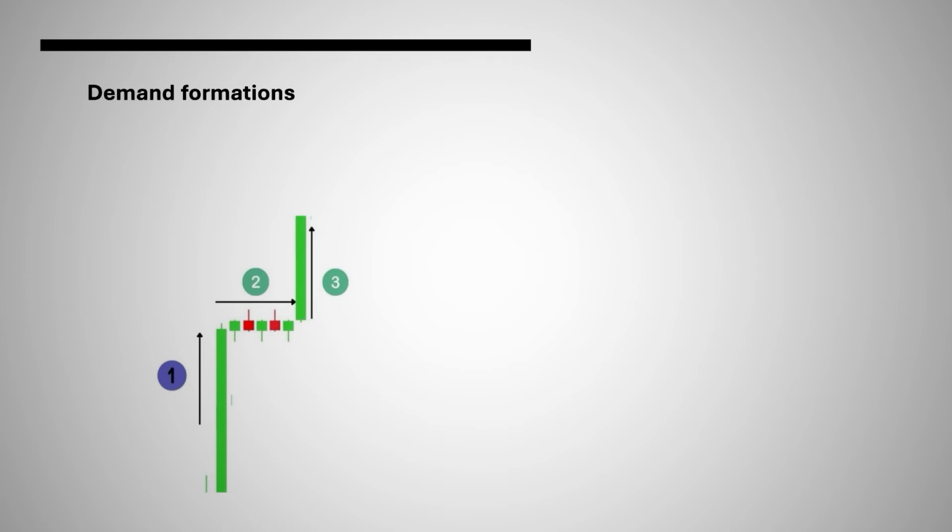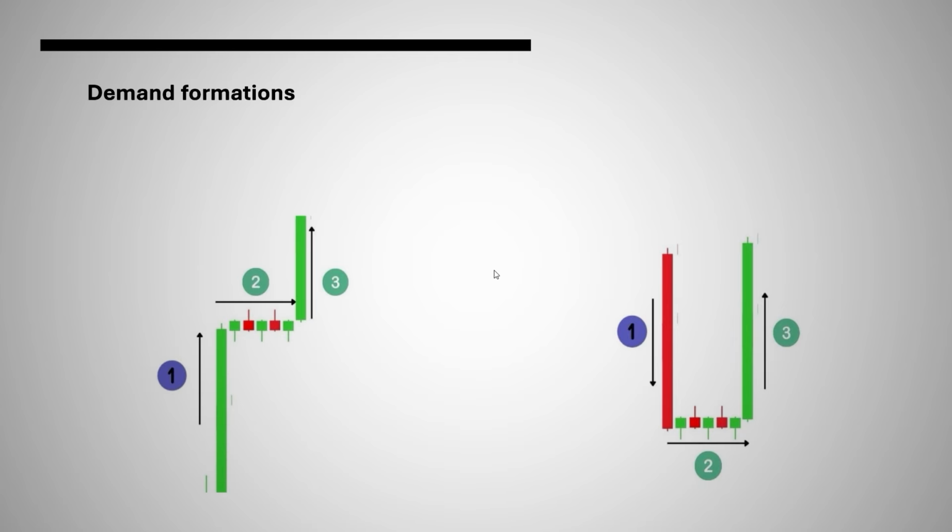Supply and demand formations are always formed in three phases. In this specific demand formation, there is a big bullish candle where the buyers take over, followed by indecisive candles where there is balance, and then again followed by a big bullish explosive candle where they take control of the market again. The second demand formation exists when the sellers take over with the big explosive candle, followed by indecisive candles where there is balance, and then again followed by a big explosive candle where buyers take over again.